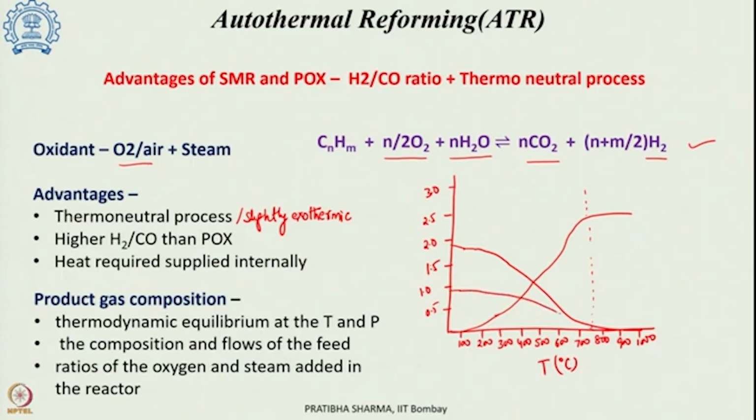So roughly this is how the equilibrium compositions vary. Hydrogen rises, steam is being consumed, methane reactant is being consumed in the process, and carbon monoxide is being formed. All these depend upon the temperature inside the reactor and the pressure inside the reactor. So this is CO which is being formed in the process.